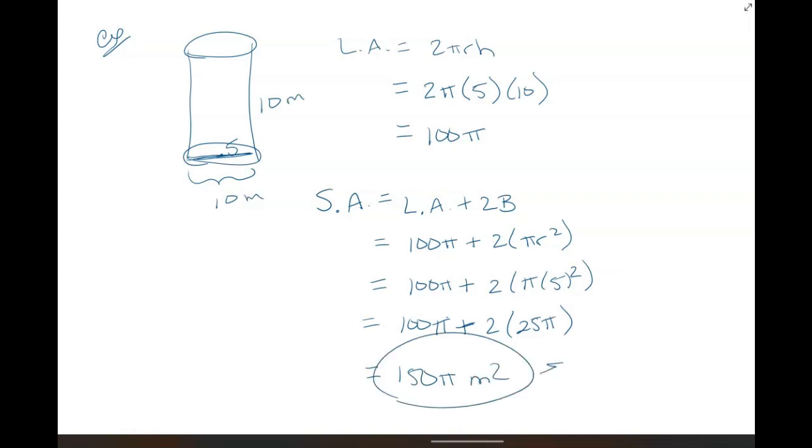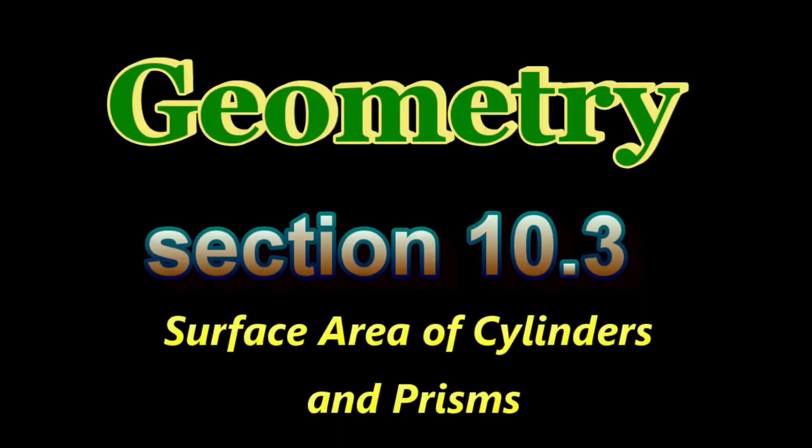Okay, so I'm fine with that. If they need an approximation and you multiply times the pi button, you're going to get 471.24 or something meters squared. But like I said, I'm fine if you leave it in terms of pi. Hopefully that was a sufficient explanation for you. When you're ready, finish up your notes, read through the examples, and begin your assignment.